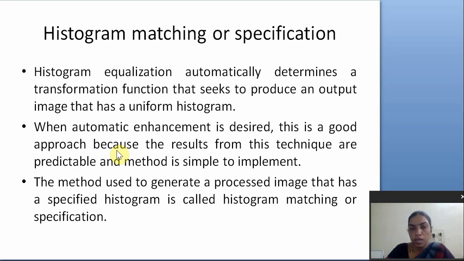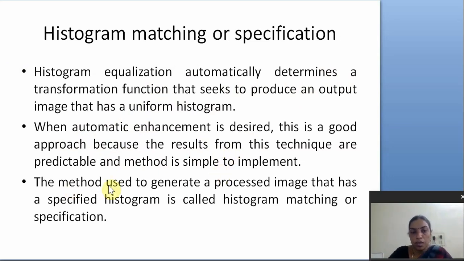Here you know that in histogram equalization, we have one fixed relation between SK and RK, and then it generates the equalized histogram for the enhanced image. That means histogram equalization automatically determines a transformation function that seeks to produce an output image that has a uniform histogram. So when automatic enhancement is desired, this is a good approach because the results from this technique are predictable and the method is simple to implement.